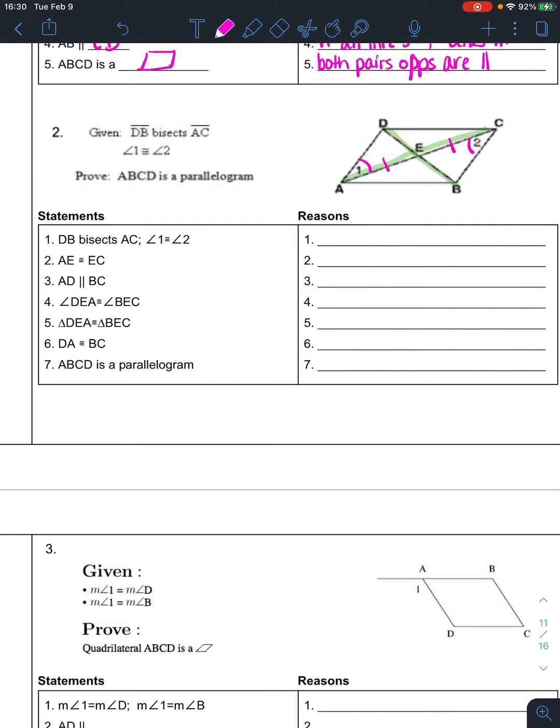I also know that 1 is congruent to 2. Those are alternate interior angles. So I figure some parallel lines are going to come in there somewhere. So DB bisects AC and angle 1 is congruent to angle 2. I know that because it was given. AE is congruent to EC because that's the definition of bisector. AD is parallel to BC. So I'm going to go ahead and mark that. Why do I know that? Because if alternate interior angles are congruent, then lines are parallel. We started knowing that the angles were congruent, and we needed to use that.